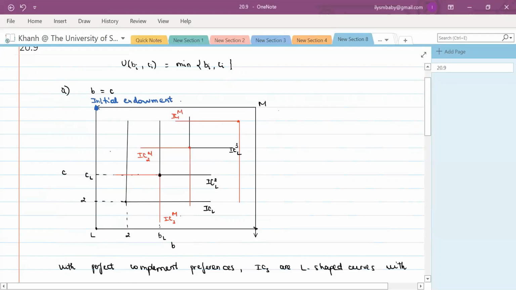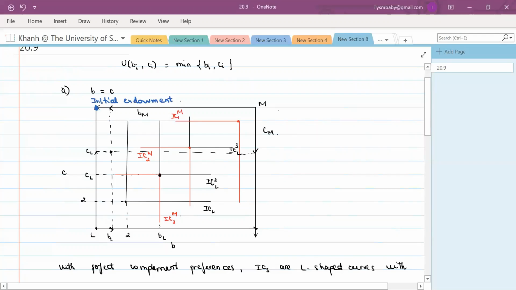Now, for example, is it possible to move to this point? This point is where Ling is getting this much amount of beans over here, so this is BL, and this much amount of carrots, so this is CL. And the rest belongs to Maya. So Maya is going to get up to here, this much amount of beans, so BM, and carrots, going all the way up here, this much amount is going to be CM.